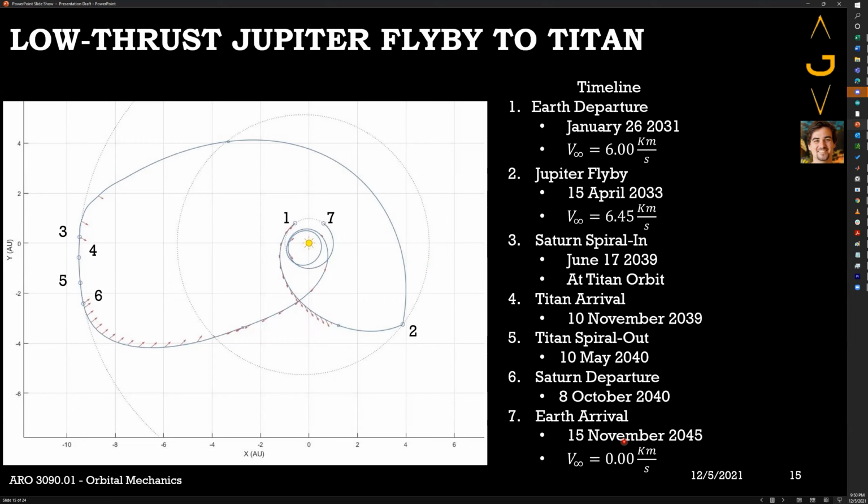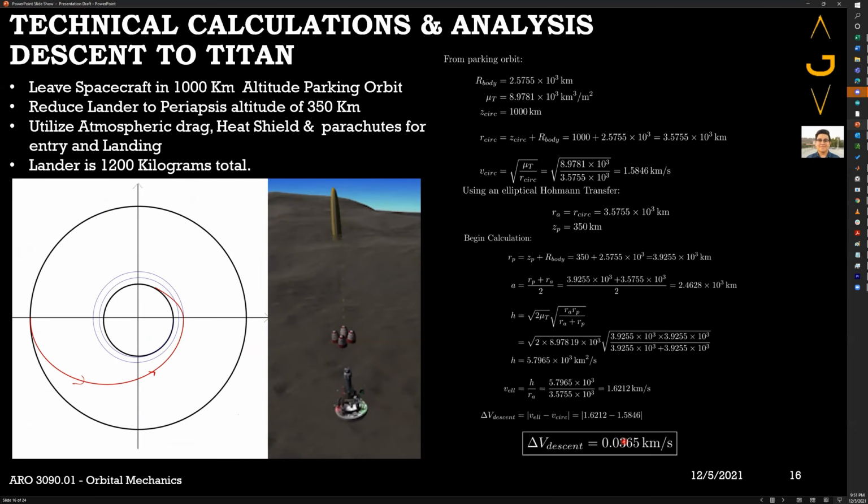We spiral out of Titan's orbit on the 10th of May, 2040. This gives us a total of 182 days on Titan with plenty of time for sample recovery and fuel recovery. We exit Saturn's sphere of influence on the 8th of October, 2040, and arrive back at Earth on the 15th of November, 2045, with a V infinity of 0, giving us a free return trajectory.